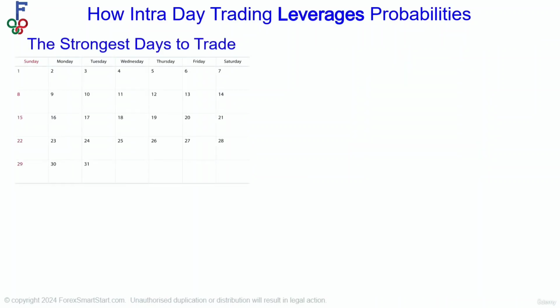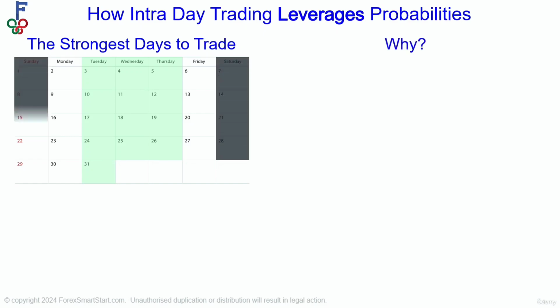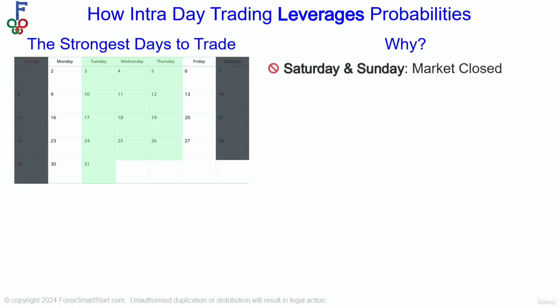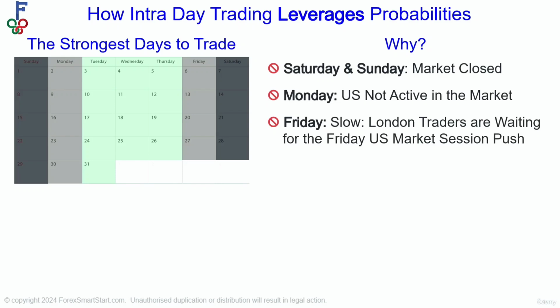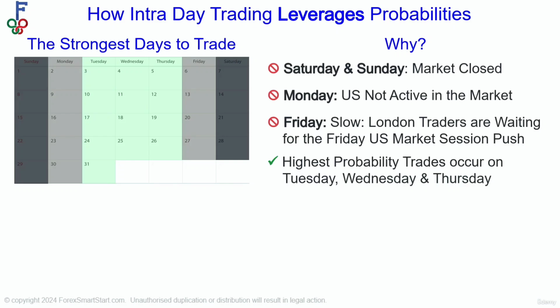The strongest days to trade. When we look at the days that we find the strongest trades, usually we'll find that they're on Tuesdays, Wednesdays, and Thursdays. Why? Saturdays and Sundays are days we don't trade. The market's closed. On Mondays, the US market's not active in the London morning session, and there could be a public holiday. On Fridays, it's usually slower in the London morning session because London traders are waiting for the US market session push, because the US market session on a Friday is their largest market session. The highest probability trades occur on Tuesdays, Wednesdays, and Thursdays.